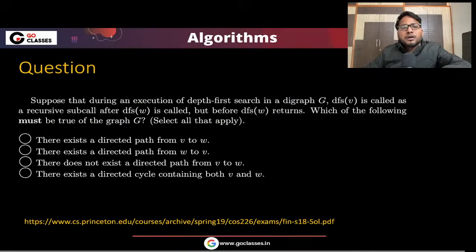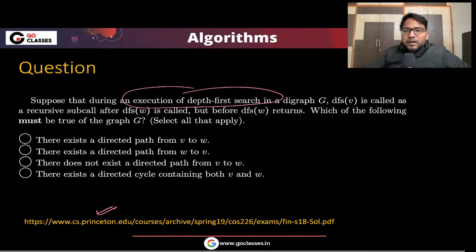Great. Now let's just solve this question. This question I have taken from Princeton University. So what they are trying to say, let's just solve this question. Suppose that during an execution of DFS in a directed graph, or digraph, it is also called directed graph, DFS V is called a recursive subcall after DFS W is called.